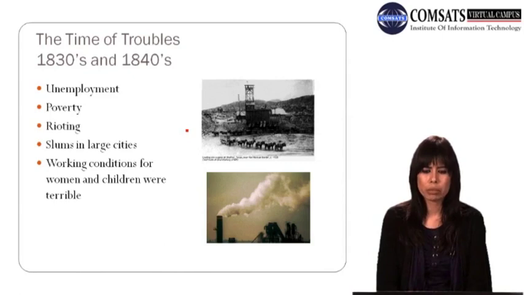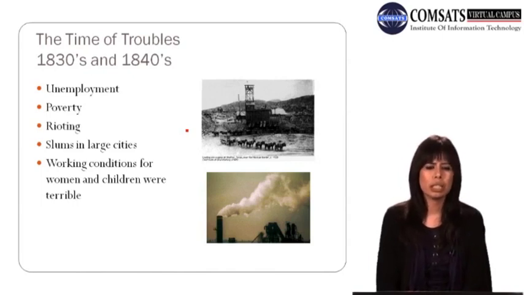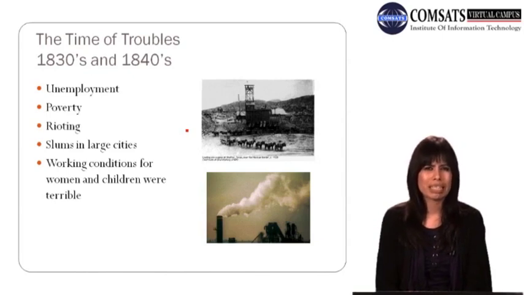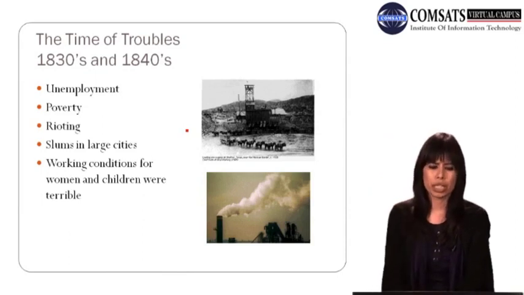So how this is the time of trouble, I'll tell you. There was unemployment, there was poverty, there was rioting in the society, slums in large cities, and working conditions for women and children were terrible. So basically that is the terrible time in England, in the 1830s and 1840s, two full decades in English society. So basically these are the problems of the English society at that time.